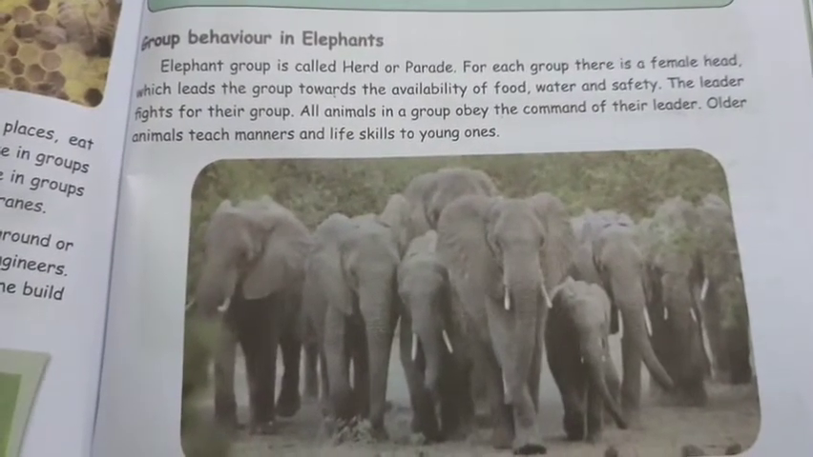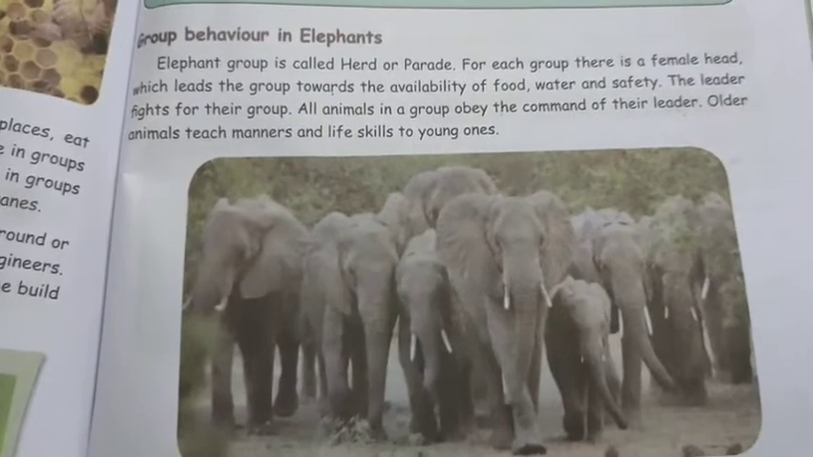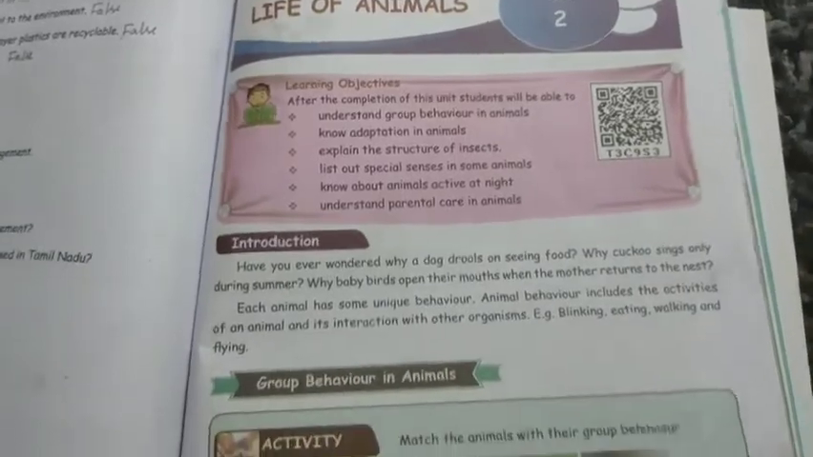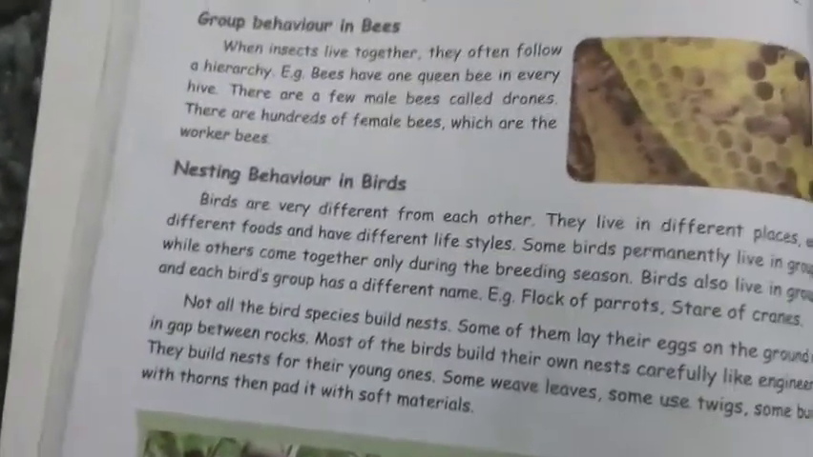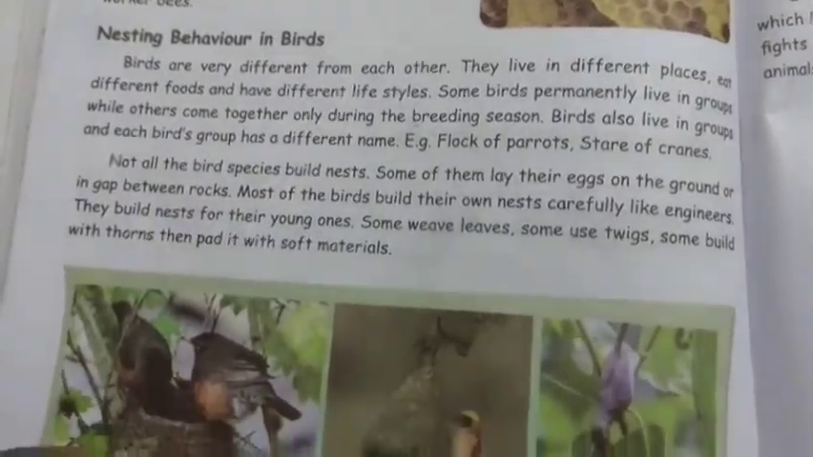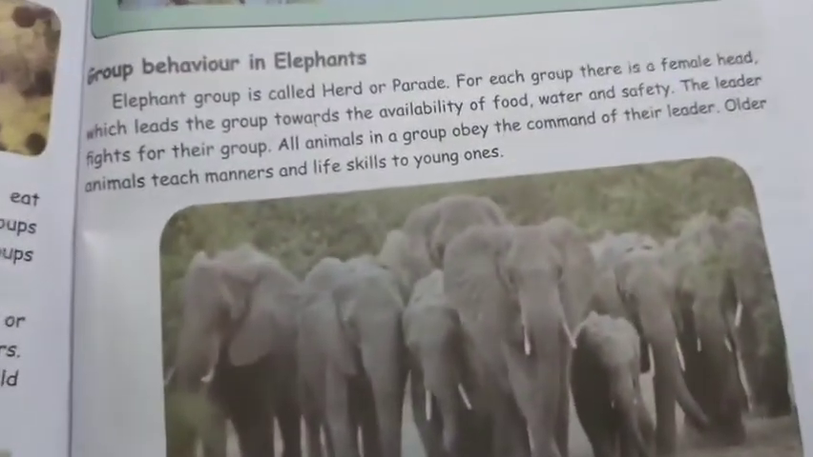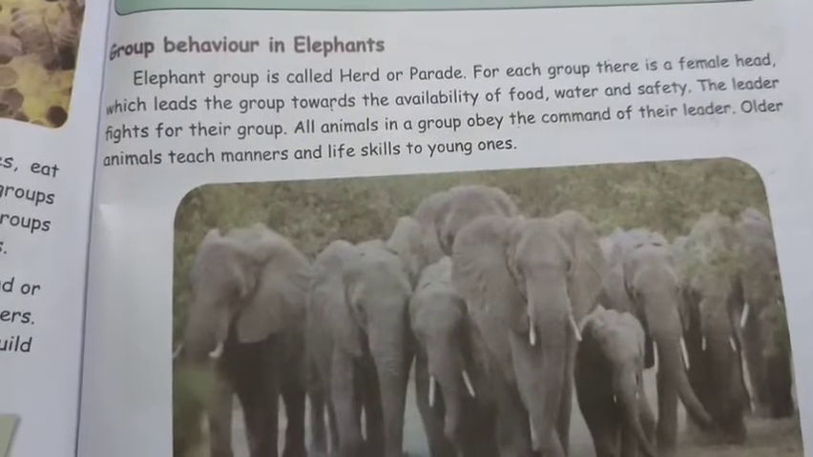So in this video we are going to continue with our second lesson, that is life of animals. In life of animals we have completed group behavior in animals, group behavior in bees, and nesting behavior in birds. Now we are going to learn about group behavior in elephants.